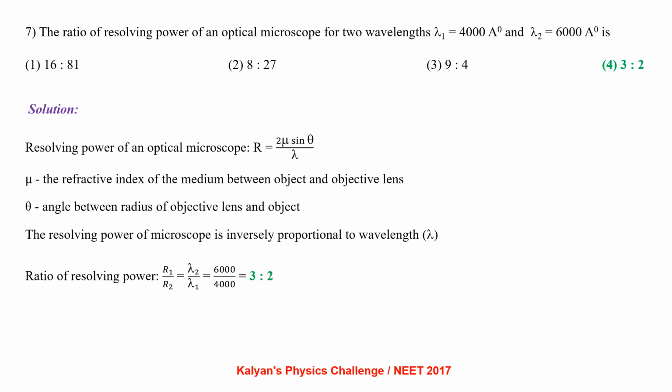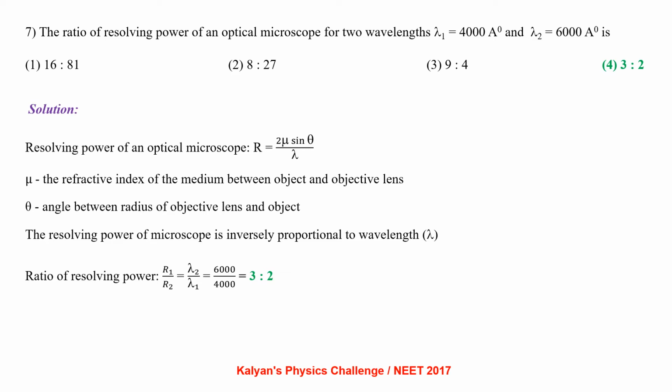The ratio of resolving power of an optical microscope for two wavelengths lambda 1, 4000 Armstrong units, and lambda 2, 6000 Armstrong units, is. Resolving power of an optical microscope is given by R equal to 2 mu sin theta by lambda. Here, mu is refractive index of the medium between object and objective lens. Theta is the angle made by radius of the objective lens at the object.